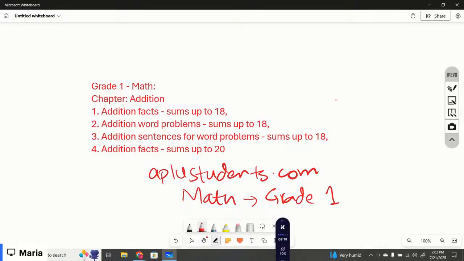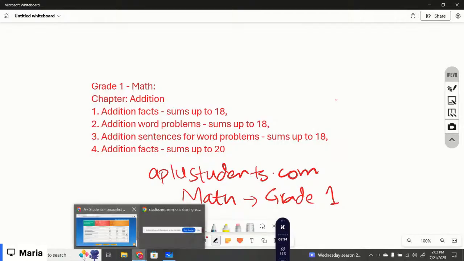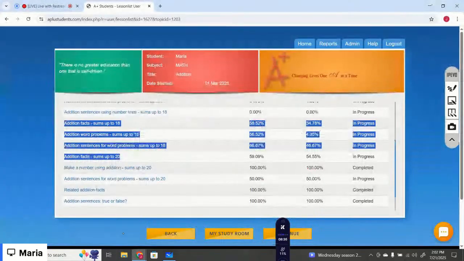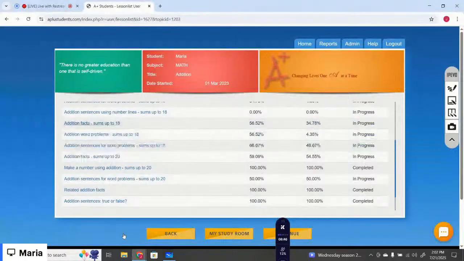So here I'm on grade 1 math. The chapter we're on right now is addition. Let's just start with the lesson addition fact sums up to 18.